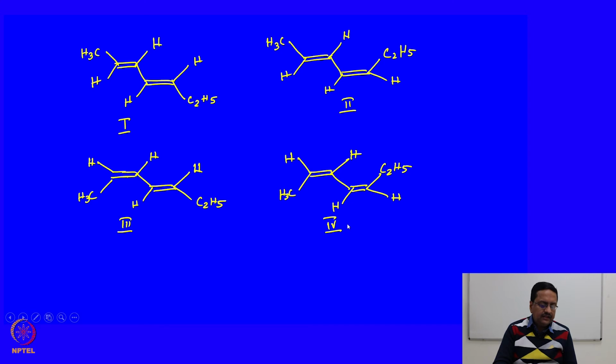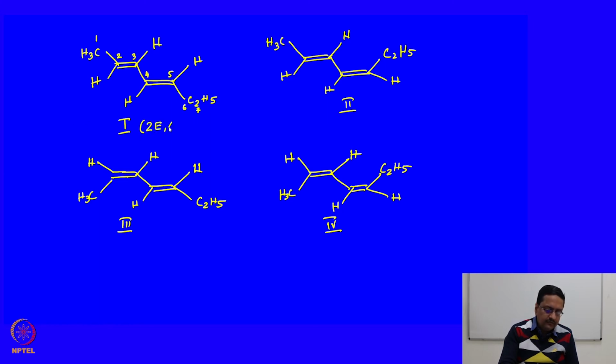So, now if we try to identify these compounds with the EZ notation, if you see the molecule, we always should number from the left hand side, so that the double bonds get the lowest numbers. So, this is heptadiene, and in the first case this is 2E, 4E.